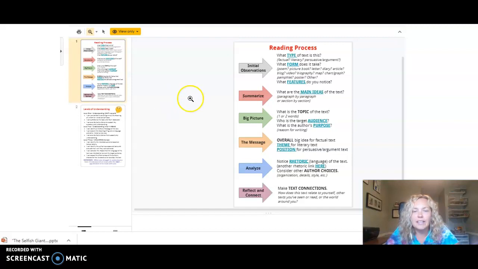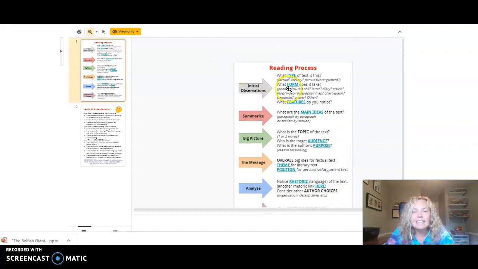So as you're reading your information, whether it be a nonfiction text or a story, you should follow this. First thing you need to do is make some initial observations. You need to think about what type of text this is, what form it takes, and what features you notice.